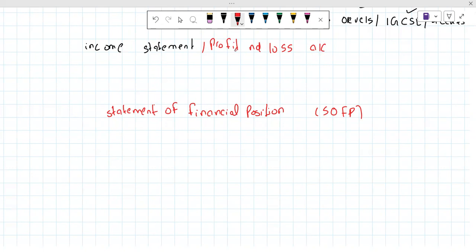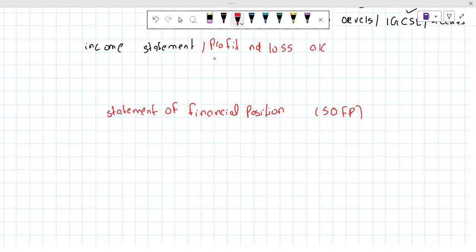Basically this indicates the profitability of the business, the revenue, and how much expense has been incurred in a whole year. These are different operating expenses. It could be your water expense, salaries and wages, and things like these, or interest on bank loans. These kinds of expenses come under the income statement, meaning the profit and loss account.